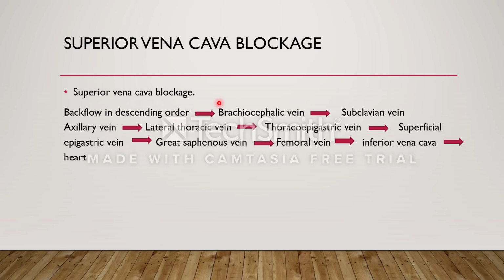Superior vena cava is blocked, so the blood will go from the brachiocephalic into the subclavian vein, then the axillary vein, then the lateral thoracic vein. Then there is one communicating vein named the thoracoepigastric vein. Through this thoracoepigastric vein, the venous drainage will come into the superficial epigastric, the great saphenous, then the femoral vein, then the external iliac vein, then the common iliac vein, and then into the inferior vena cava to the heart. So this is the superior vena cava blockage.